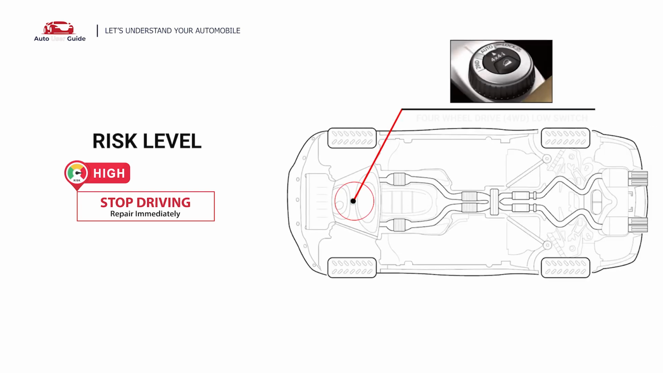This engine code indicates that there is a problem with the circuit that controls the four-wheel drive low-range selection, meaning the vehicle's computer isn't receiving the correct signal from the four-wheel drive low switch or actuator. Under this circumstance, stop driving and repair your vehicle immediately.